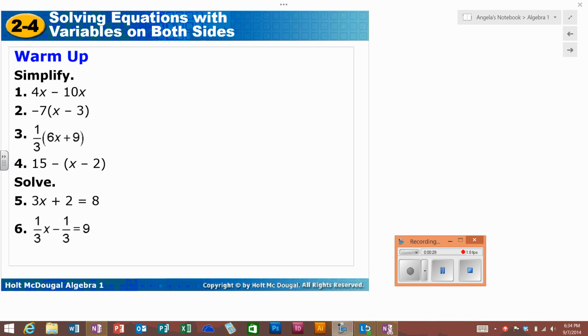All right, 4x minus 10x. So these are like terms because we have an x and an x. So we look at the coefficient out in front, and that's 4 minus 10, which makes a negative 6, and then we tack on the common variable.